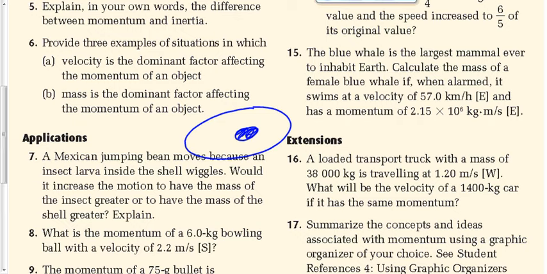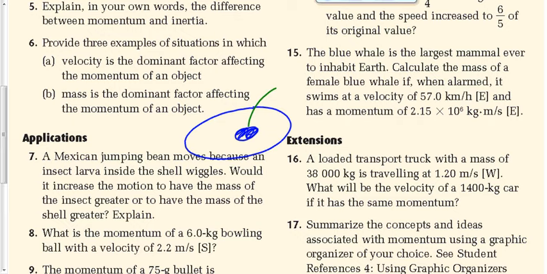Now, do you want a lot of momentum to be transferred to the shell or a little bit of momentum to be transferred to the shell? A lot. If you want the shell to move around, then you want to transfer a lot of momentum to the shell. Where do you get more momentum from? An insect that has a little mass or a big mass? An insect with a big mass. So the faster this little insect is moving, the heavier this little insect is, the more momentum that this insect is going to have. Therefore, the more momentum it's going to transfer to the shell. Therefore, the faster the shell is going to move, the more it's going to wiggle around.